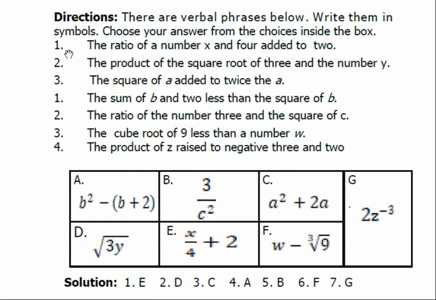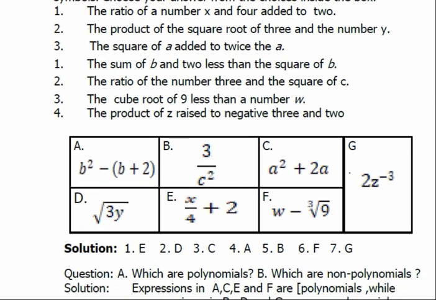So let us consider here, number 1, the ratio of a number x and 4 added to 2. So when you say the ratio, it means x over 4 or x divided by 4 added to 2. And that is letter E. So we have in the solution here, letter E is the answer for the sentence in number 1. The number 2 statement, the product of the square root of 3 and the number y. It is the product of the square root. So we have here letter D as the answer.